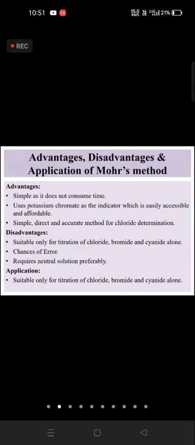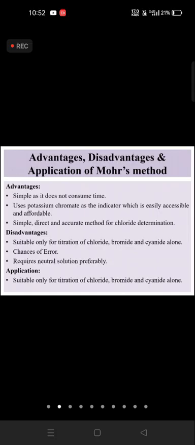Next is the disadvantage. Now, what are the disadvantages? See, it is suitable only for the titration of chloride, bromide and cyanide. That means you will not be able to determine iodide ions by Mohr's method of titration. You can only determine chloride, bromide and cyanide ions. But if you want to determine any pseudo halide ion, then it will be difficult by this method. Chances of error are more. Why? Because you are carrying out the titration procedure twice. First, you are carrying out the standardization of the silver nitrate solution.